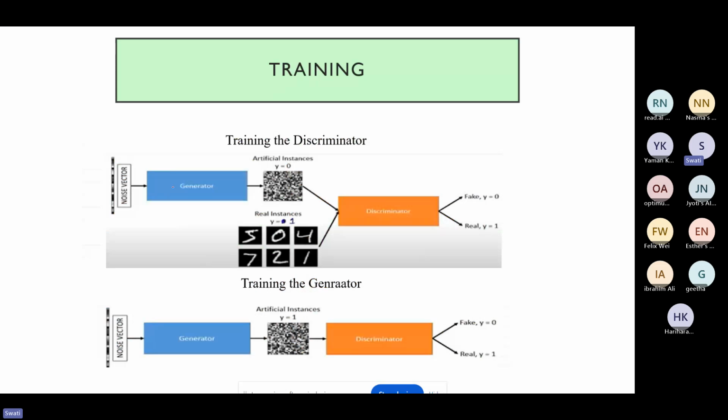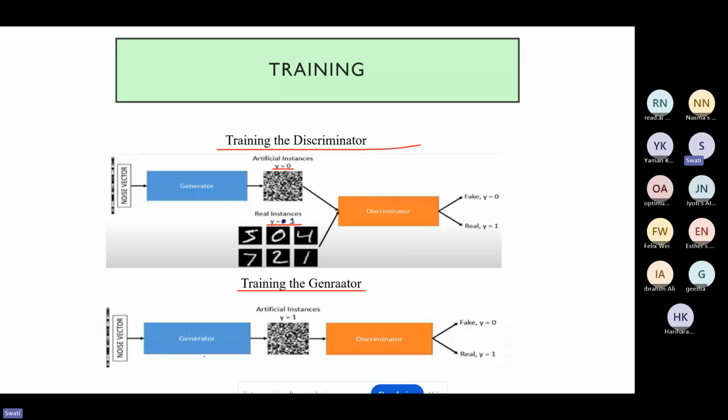So this is kind of the same thing, but just how we are training the discriminator. In the discriminator, there is some noise vector from which the generator is generating some image. It has y equal to 0 because this is fake data. From the real instance, y will be equal to 1. Then both of these will be sent to the discriminator, and the discriminator will see if it is fake or real. This is the training of the discriminator.